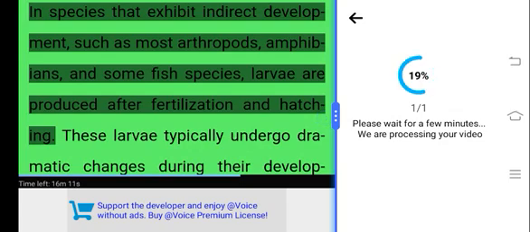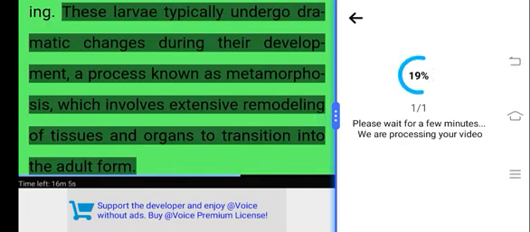In species that exhibit indirect development, such as most arthropods, amphibians, and some fish species, larvae are produced after fertilization and hatching. These larvae typically undergo dramatic changes during their development, a process known as metamorphosis, which involves extensive remodeling of tissues and organs to transition into the adult form.